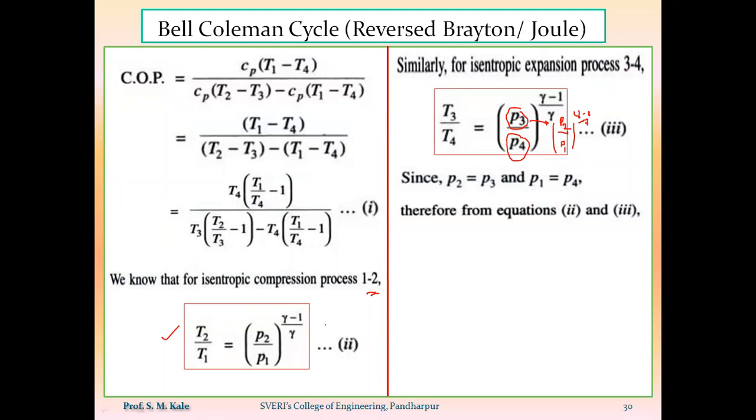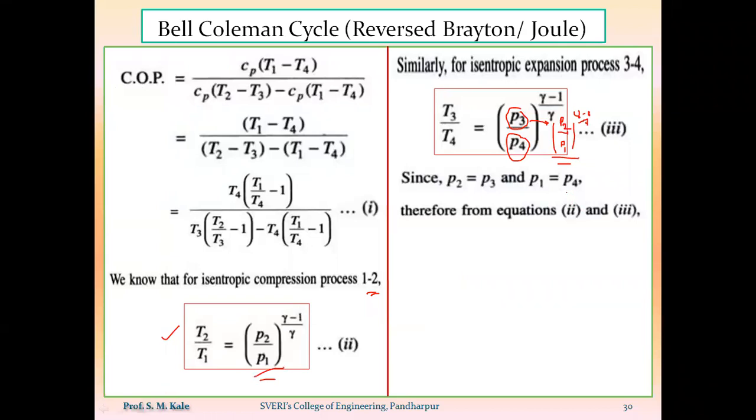Now if I see equation 1, 2 and equation 3, the right hand side of both the equations are the same. Here if you see the right hand side, P2 by P1 raised to gamma minus 1 upon gamma. Here also it is P2 by P1 raised to gamma minus 1 upon gamma.